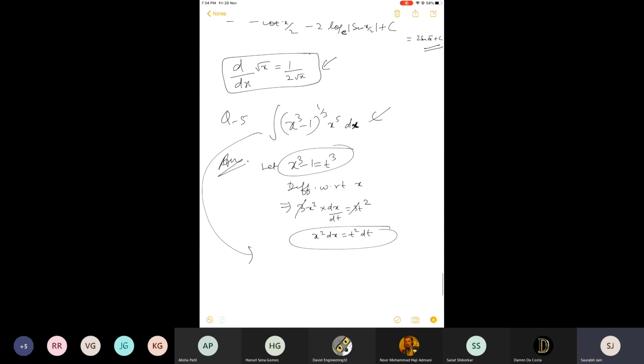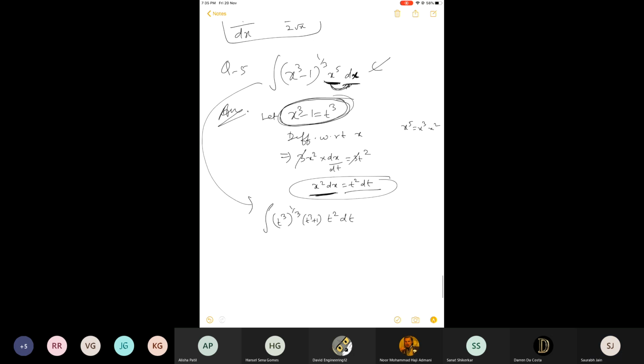What I will write here in the first bracket, t cube, this is cube root. And what about x to the power 5? x to the power 5 can be written as x cube into x square. And x square dx, I will adjust it with dx, and its value will be t square dt. What else is remaining? x cube is remaining because I have already taken x square. Its value can be calculated from here, and x cube will be t cube plus 1.